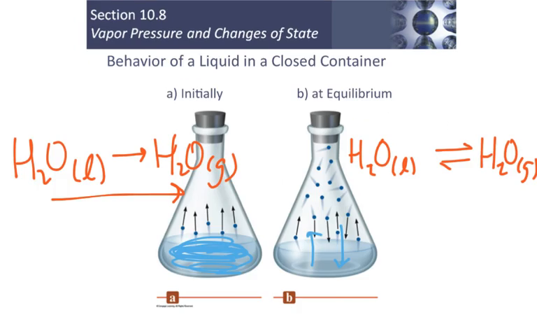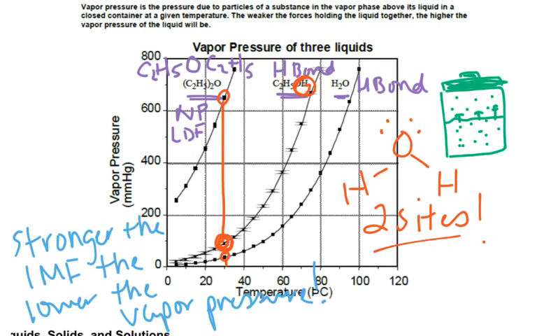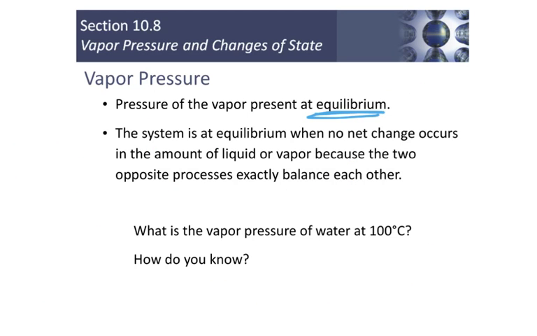That was not something I mentioned back here when we talked about this, but you can only measure the vapor pressure once it's at equilibrium. So vapor pressure is the pressure of the vapor present at equilibrium. And a system at equilibrium is when no net change occurs in the amount of liquid or vapor because they're balancing each other out.